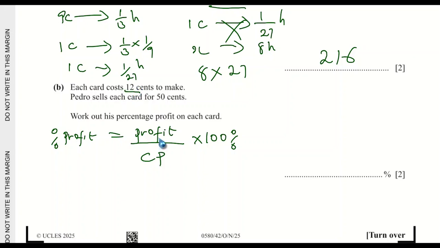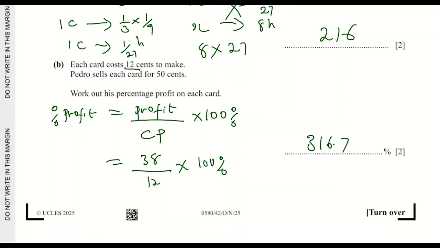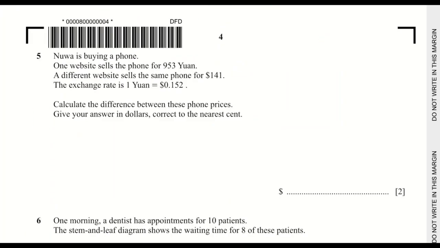First we need to find the profit. The profit is going to be the selling price minus the cost price, which is 50 minus 12. So the profit is 38, divided by the cost price 12, multiplied by 100%. This gives 316.7% approximately. Let's go to the next question. Question 5.